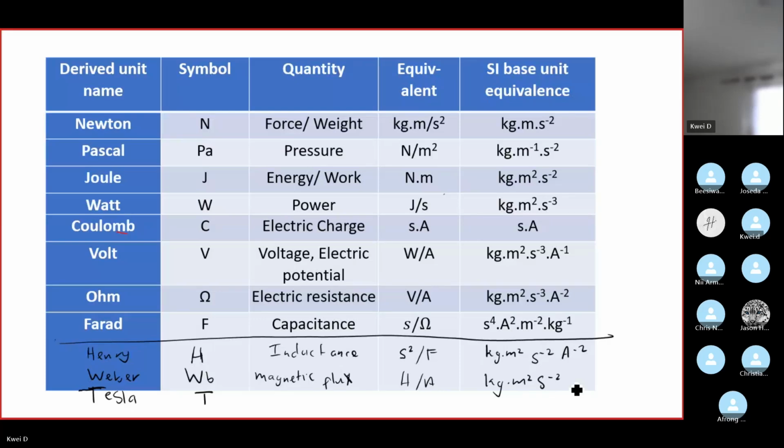Then the Tesla is equivalent to the kilogram per second squared per ampere. So this one you can say Weber per meter squared. And this one measures magnetic field strength, or magnetic flux density.